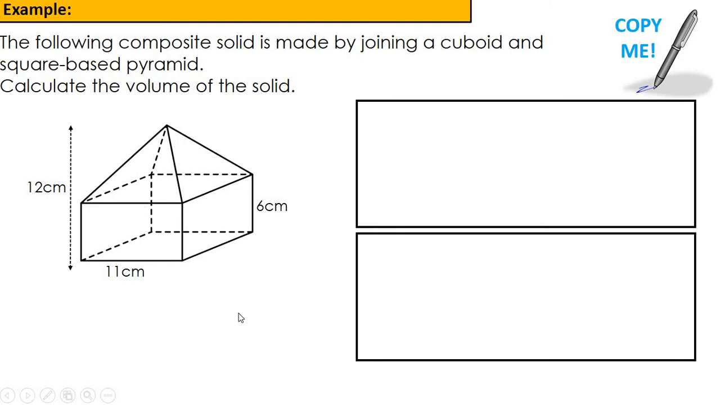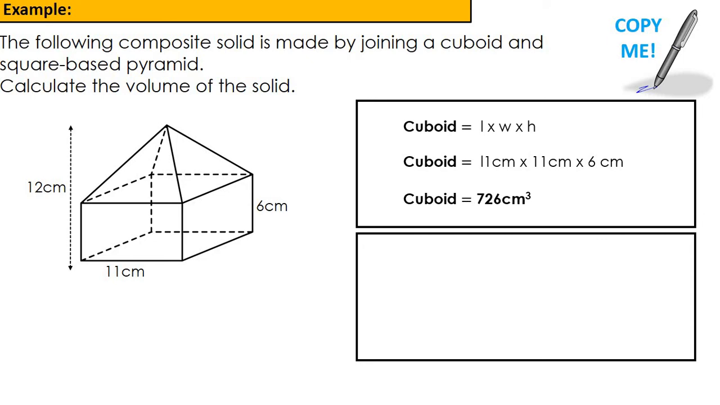And we're going to look at calculating the entire volume. So let's start with this cuboid here. We know its length times width times height from our chapter 14 work. So let's substitute that in. 11 times 11 times 6. And we get 726 centimetres cubed.